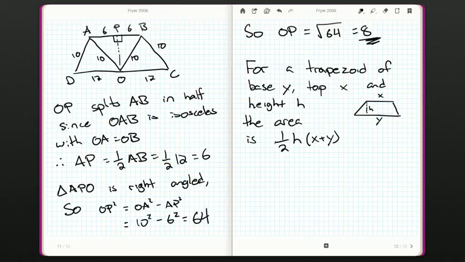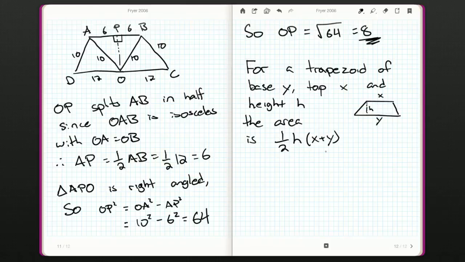And if you haven't seen it before, something you could do is go to an internet search engine and type in area of a trapezoid. I'm sure someone out there has a lovely explanation for it. Who knows, maybe at this point I have a lovely explanation for it somewhere on my channel. Alright.